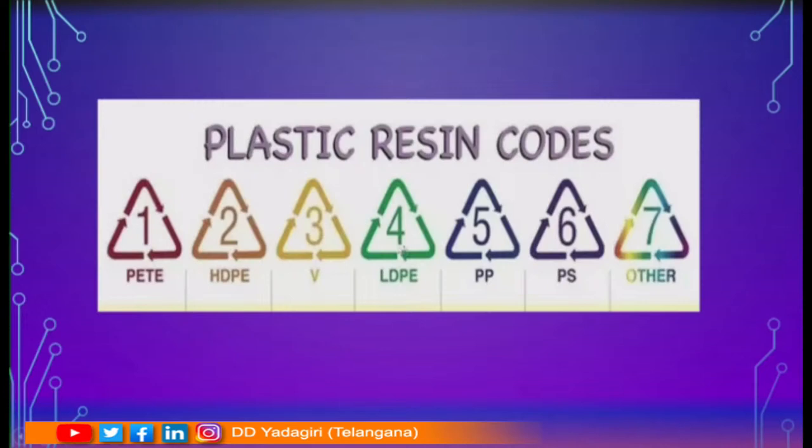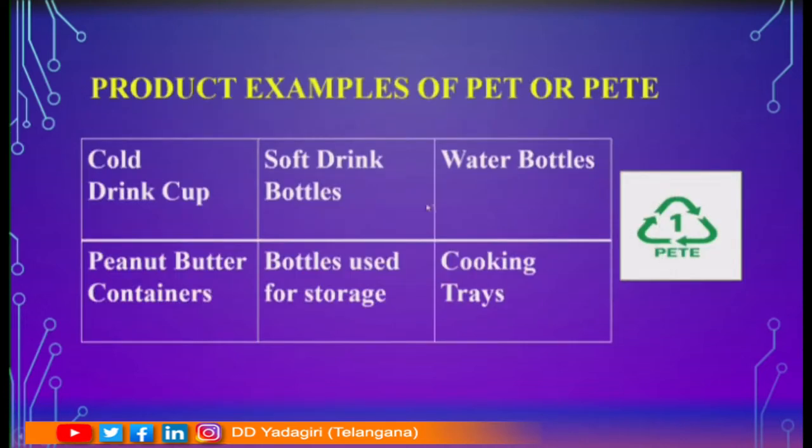Plastic resin codes. Now, number one means PETE. What are the materials which are made up of PETE, polyethylene terephthalate? Cold drink cups, soft drink bottles, water bottles, peanut butter containers, bottles used for storage, cooking trays. These are all the items which have this number at the bottom. You can identify them, and then you will understand that these are all the things made up of the plastic PETE, polyethylene terephthalate.